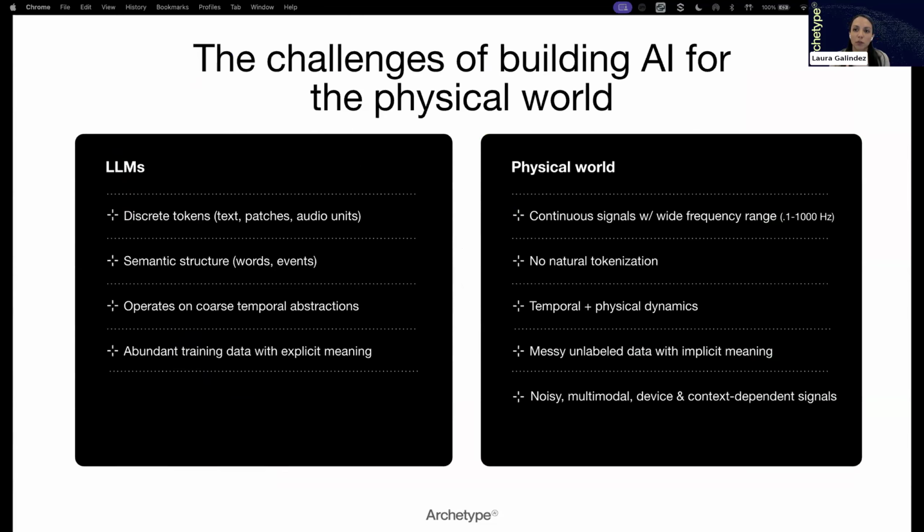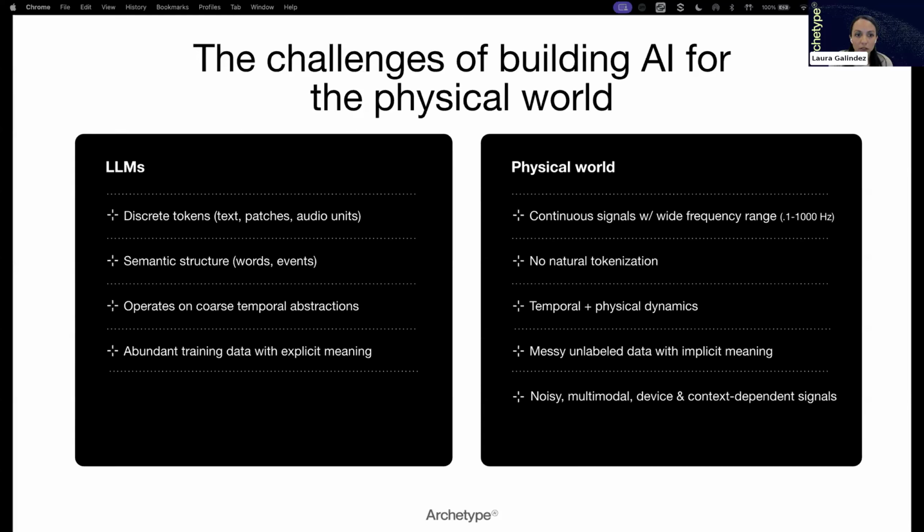Now, before I get into our model Newton, it's important to understand why LLMs currently fall short for the physical world. And here it helps to look at what they are actually designed for. First of all, LLMs operate on discrete tokens, which come from discrete kernels of information, like words, image patches, audio units, and so on. And moreover, these are inputs that have natural boundaries and semantic meaning.